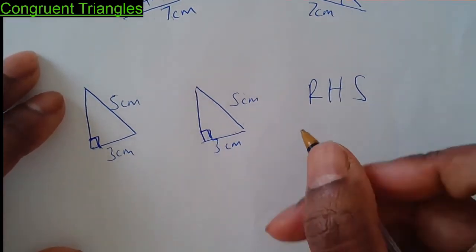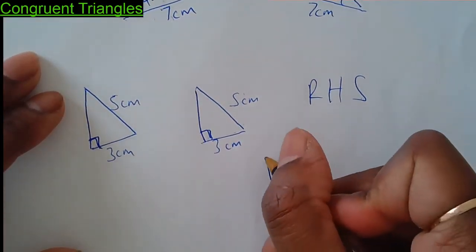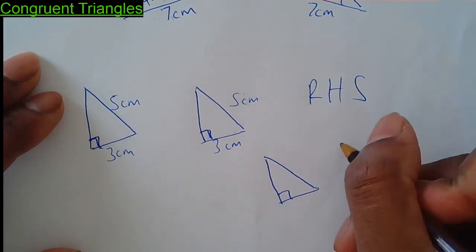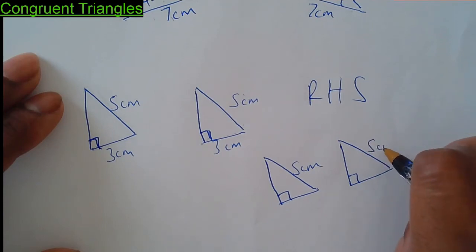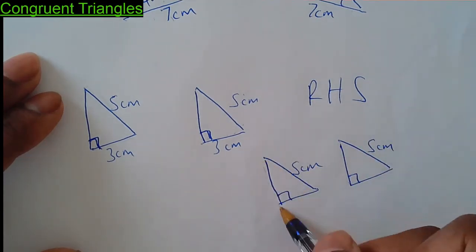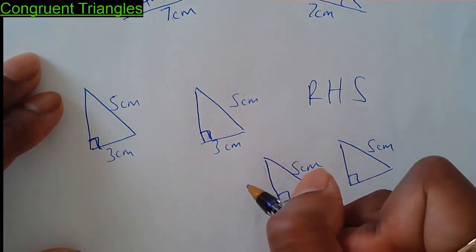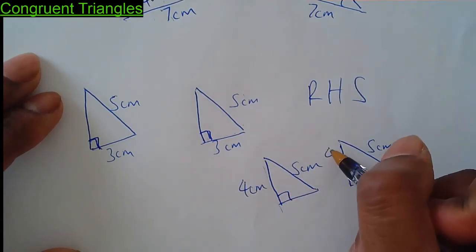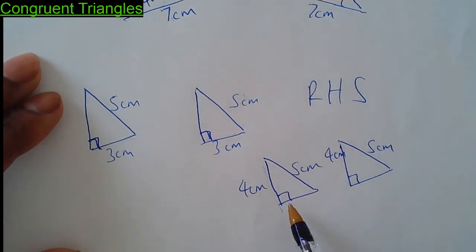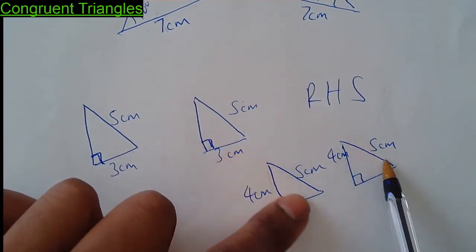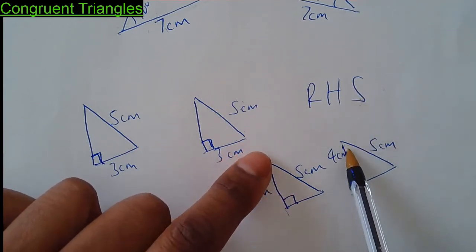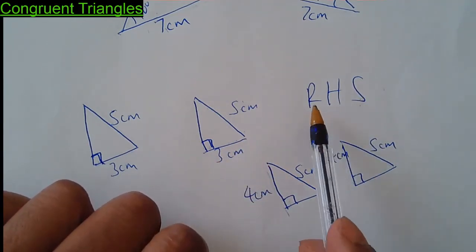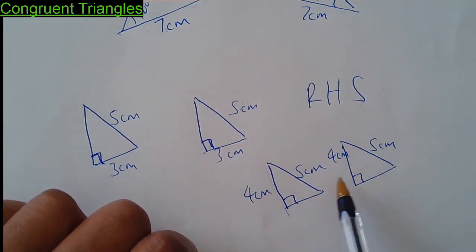It could have been like this. I could have done this. I could have made this one and this one the same. Once again, this is RHS. R for right angle, H for hypotenuse, and S for one of the sides, exactly the same. This is RHS. Both these triangles are congruent.